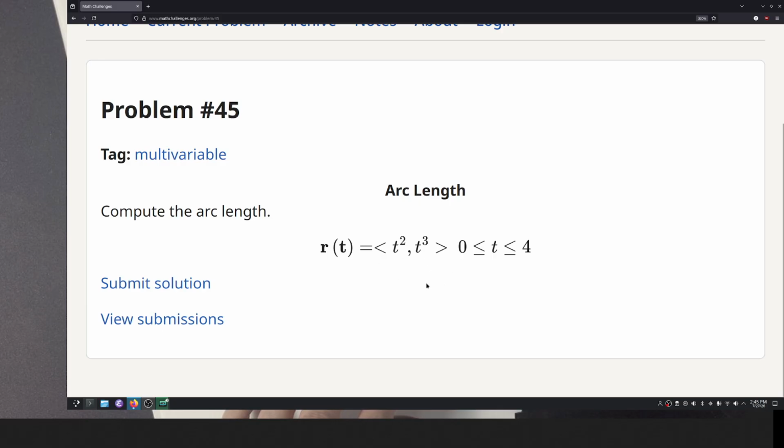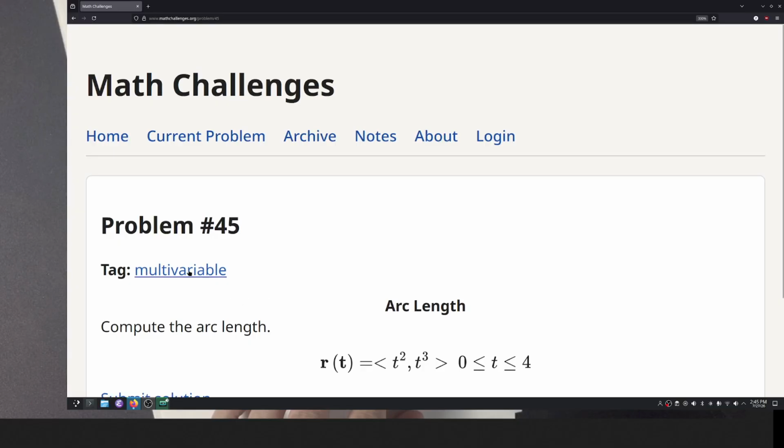Compute the arc length, which is also not a bad problem, but you have to know stuff to do this one. You'd have to know the arc length formula, first of all. You have to sort of understand this notation, that this is a vector valued function. This is probably a lowercase t, not a bold t. Anyway, let's get back to it.